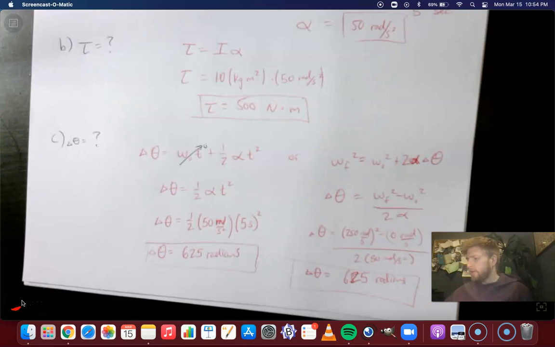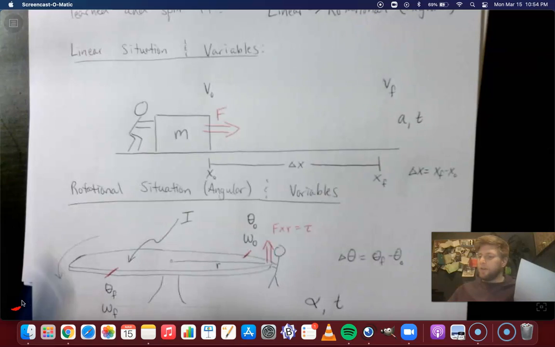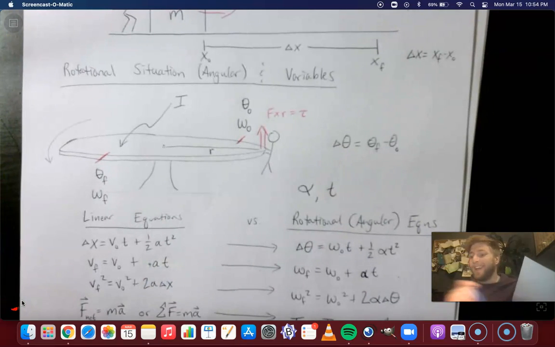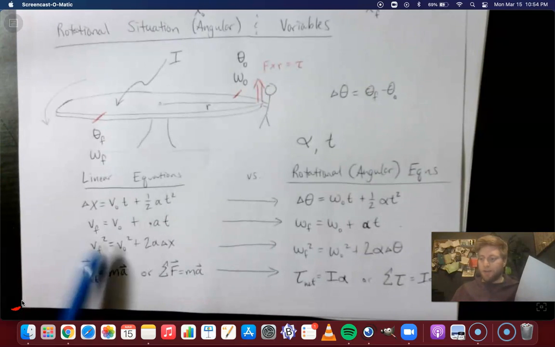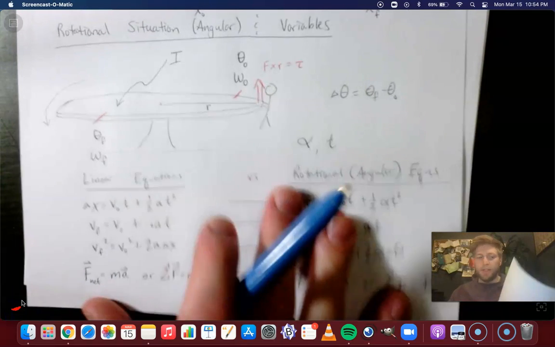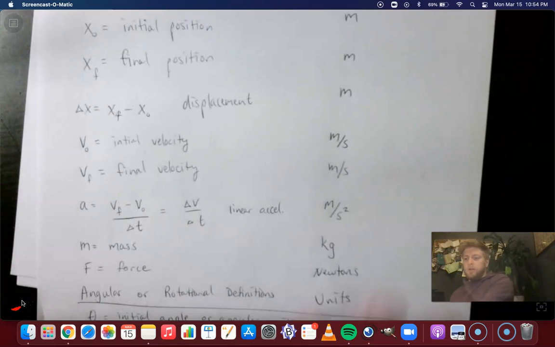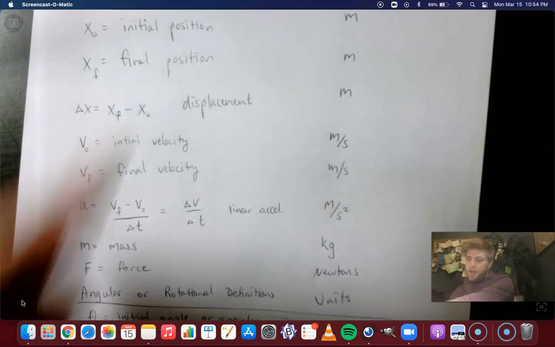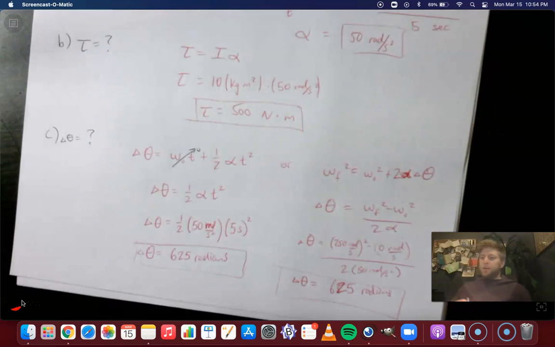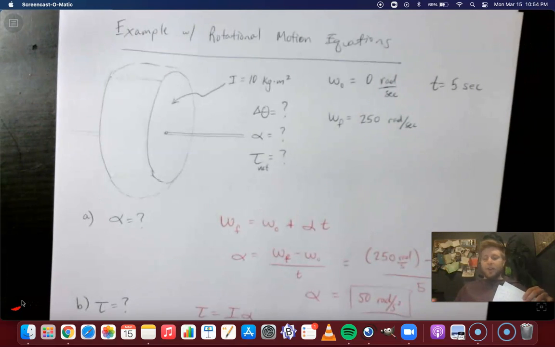So what I'm hoping you gathered from this is several things. First, everything you learned about linear situations has an exact rotational or angular analog. In fact, all of the equations translate directly. We were able to write down all of the definitions of those symbols and their units in both types. And then we did a quick example showing you that it's really just an application of the same types of equations that we did before. And that's all there is for now.